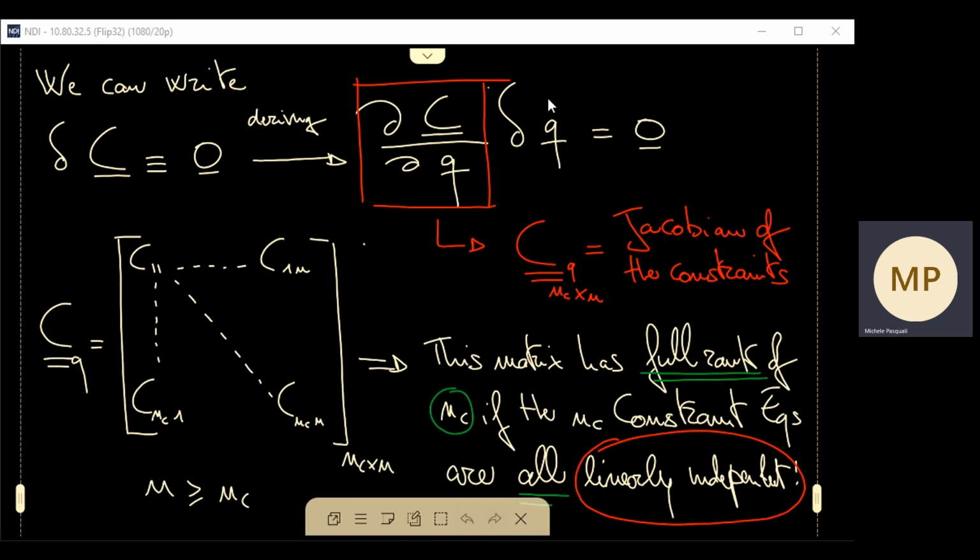And as you can see, it's an 11 times 12 matrix. So again, this is the matrix that when multiplied to the delta Q, the total that we have defined, gives exactly the relationship that we have derived constraint by constraint. It's just a way to rewrite them all together.